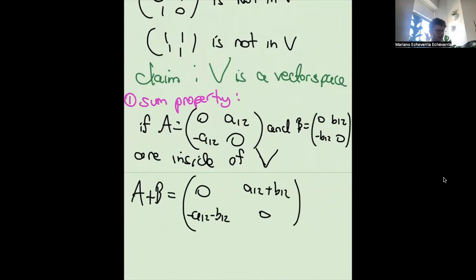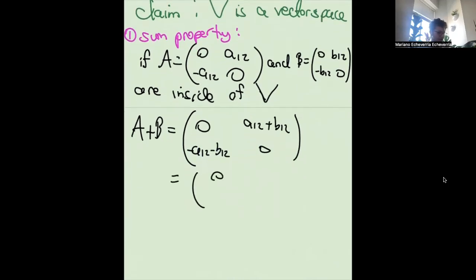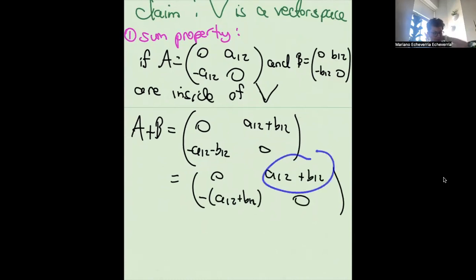It's kind of clear that if you multiply this by -1, you get this. So it's kind of clear that this continues to be skew symmetric. The third entry is minus that one. If you prefer, to make it more clear, you can write it as 0, A12 plus B12, minus A12 plus B12, 0. So if you write it this way, it's even more obvious that the third entry is just minus the second entry. So this is like saying that A plus B is skew symmetric again.